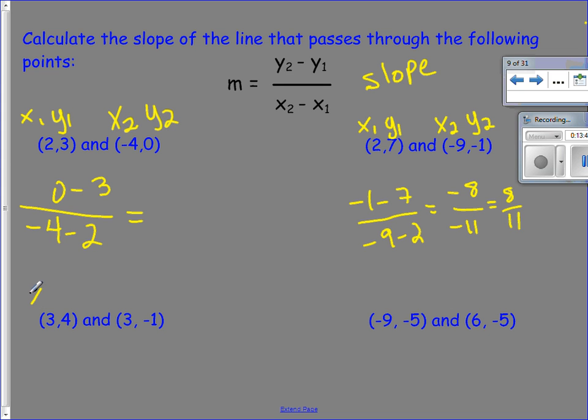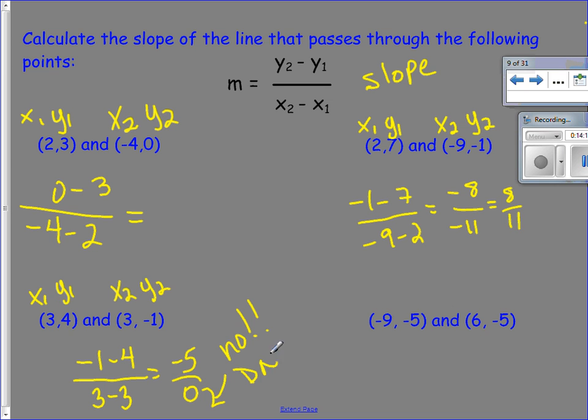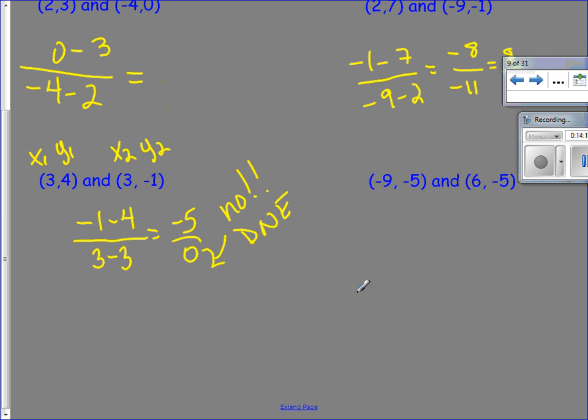This one's interesting. x1, y1, x2, y2. If you have to, every single time, please label the x and y values, what order they come in. y2 is negative 1 minus 4. And then x2 minus x1 is 3 minus 3. So then I have negative 5 over 0. Can I have a 0 in my denominator? No. This does not exist. The slope does not exist.